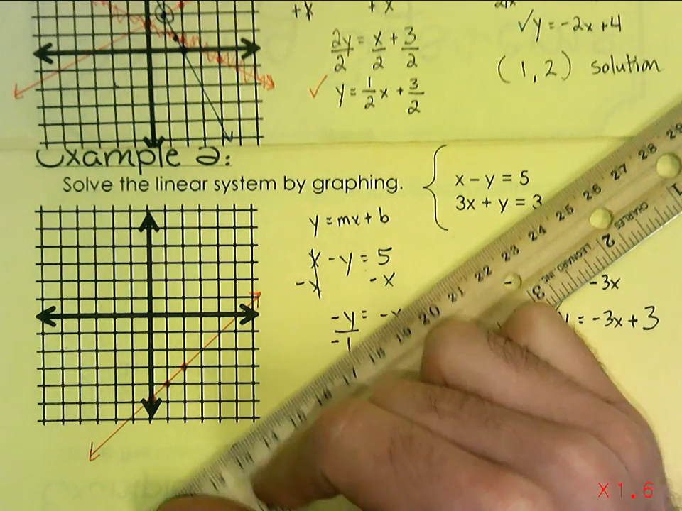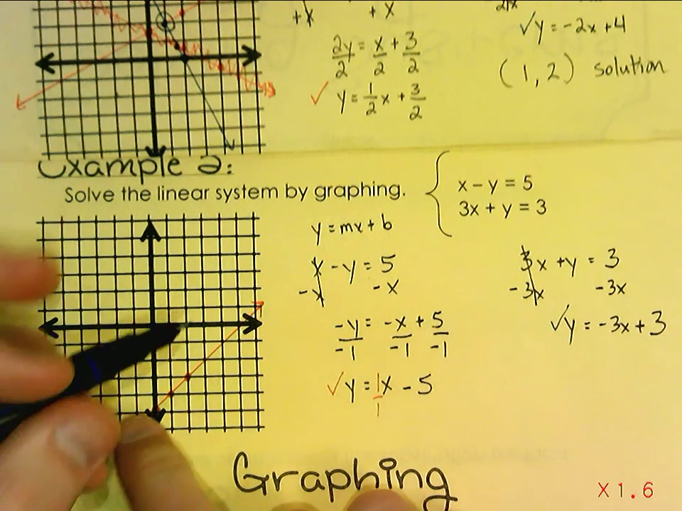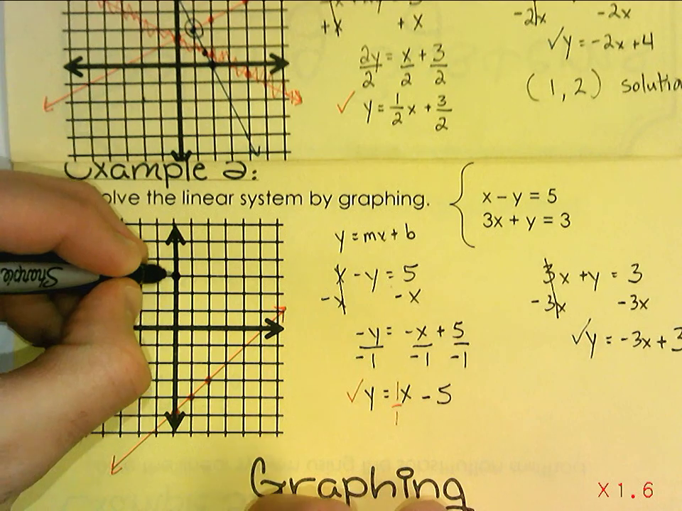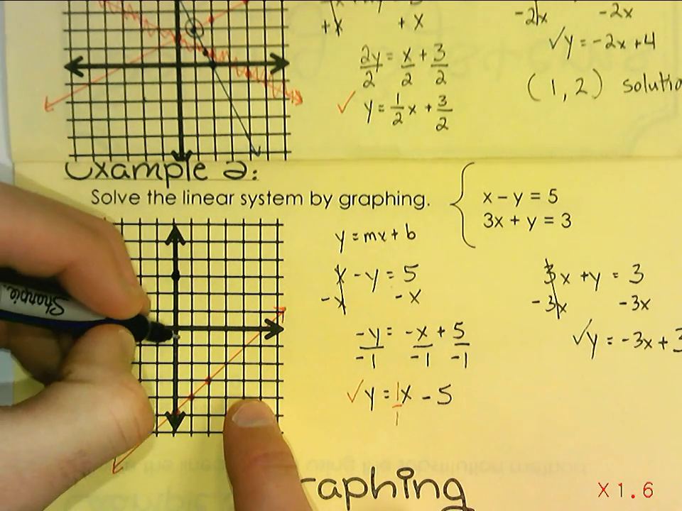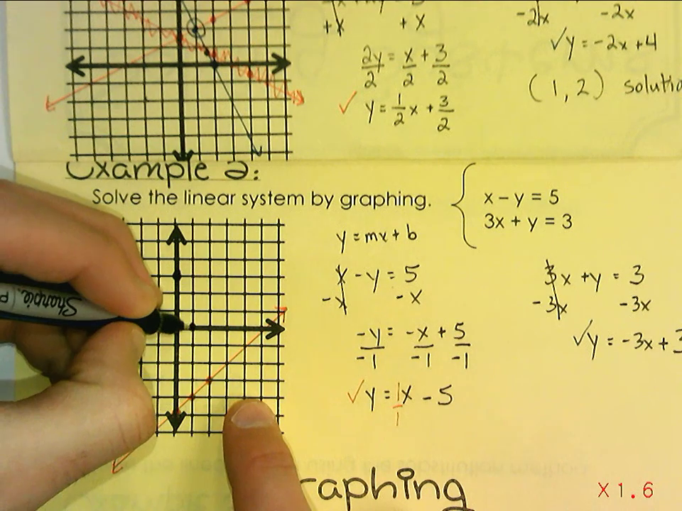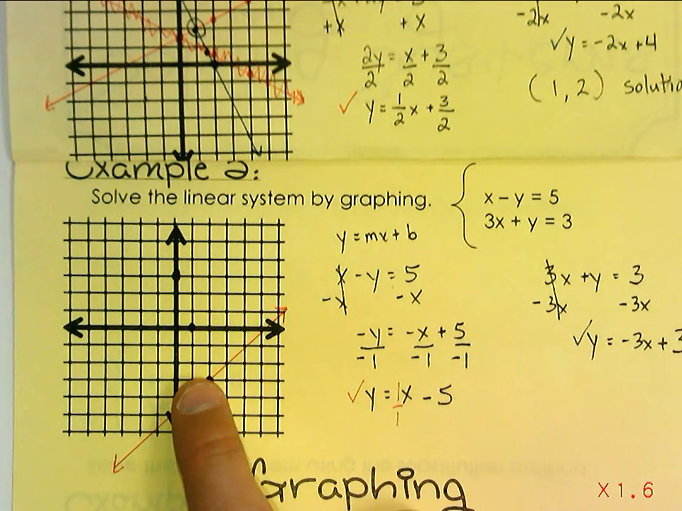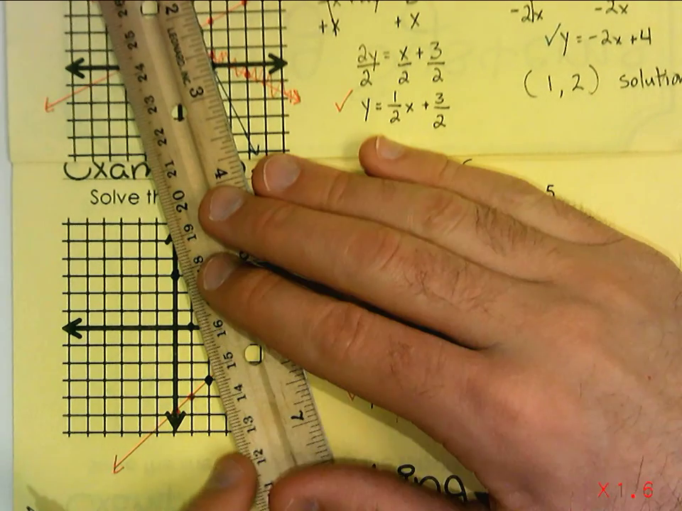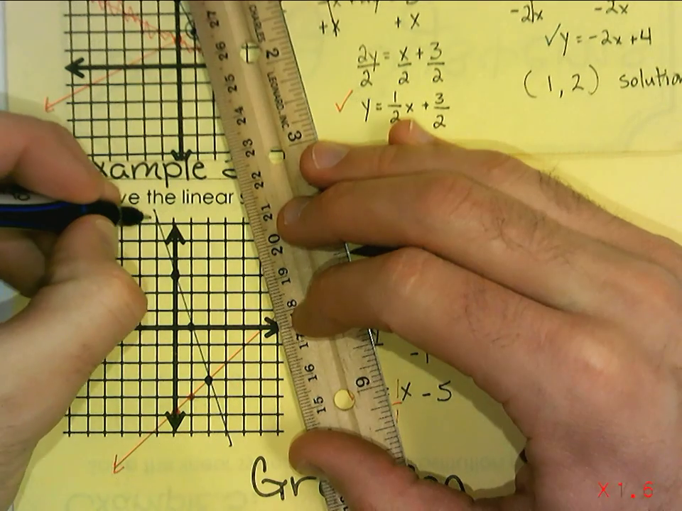Use my straight edge in order to be accurate. And then graphing my second line, it looks like we're up at positive 3 for our y-intercept. So 1, 2, 3. And then your slope is down 3, right 1, down 3, right 1. And as we can see, that ends up at an exact point on your first line that you graphed. So this one works out nice because I did it correctly this time.